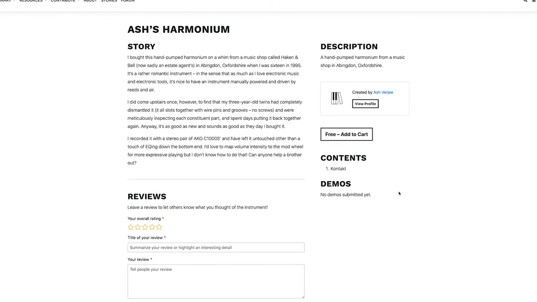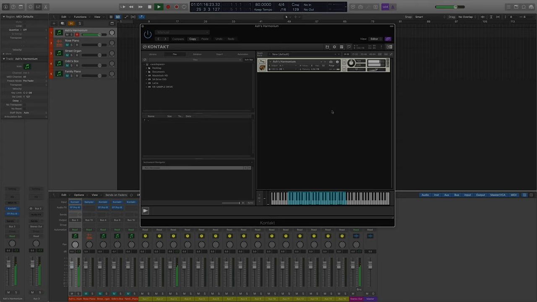It's a rather romantic instrument, in the sense that as much as I love electronic music and electronic tools, it's nice to have an instrument manually powered and driven by reeds and air.